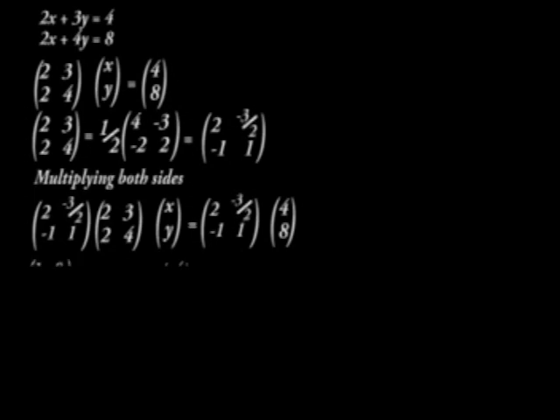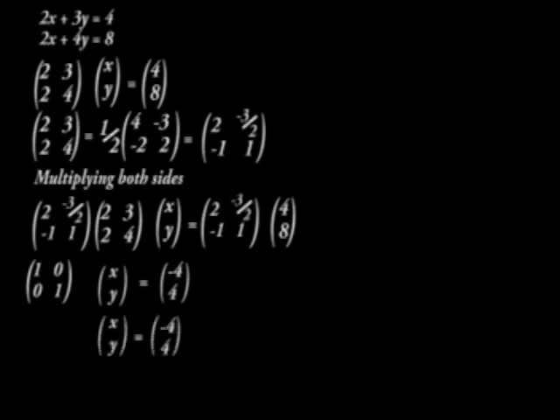And therefore we shall have 1, 0, 0, 1 times x, y is equal to minus 4, 4. The identity matrix does not change a matrix, and therefore on the left hand side we will have x, y is equal to minus 4, 4, and the solution is x is minus 4 and y is 4.